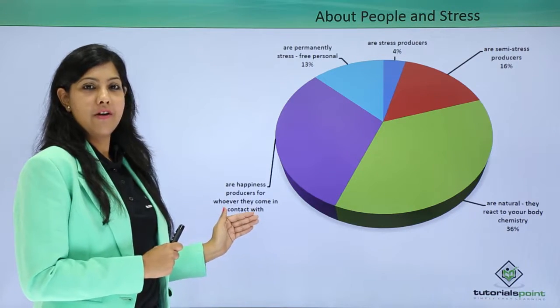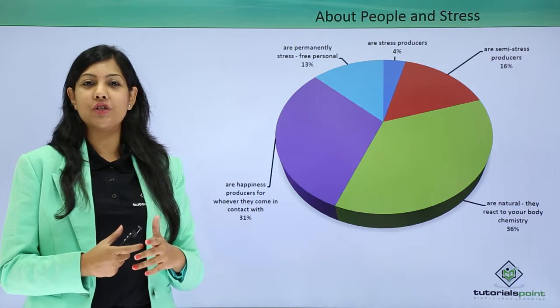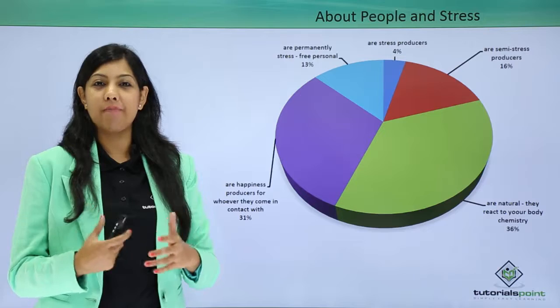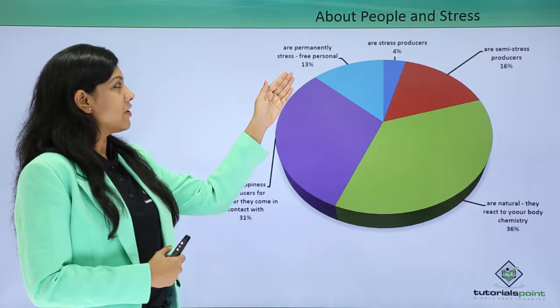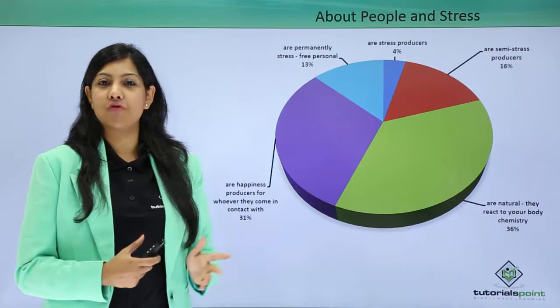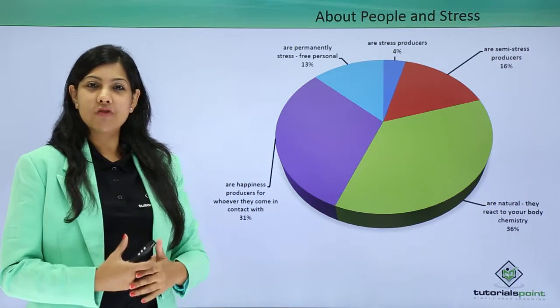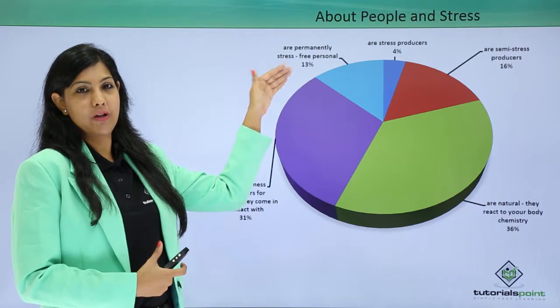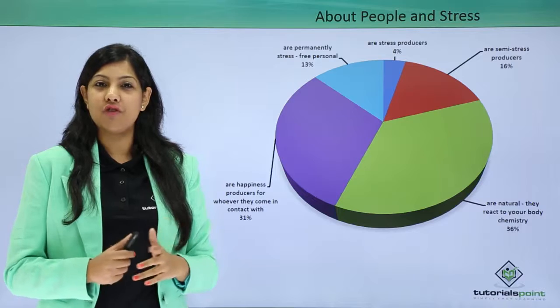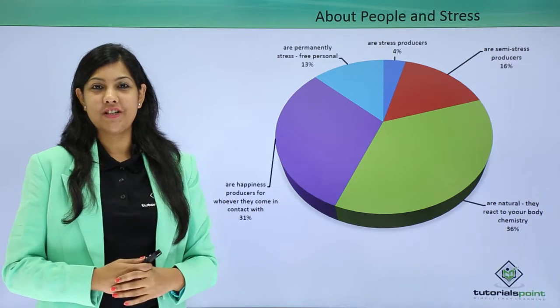31% of people are happiness producers. Wherever they are, in whichever situation, they love to produce happiness, love and care. Then there are 13% of people who are permanently stress-free. And I'm sure looking at the statistics and data, you would love to be in the 31% or amongst the 13% of people who are actually stress-free. Which part you are in is something you have to decide yourself.